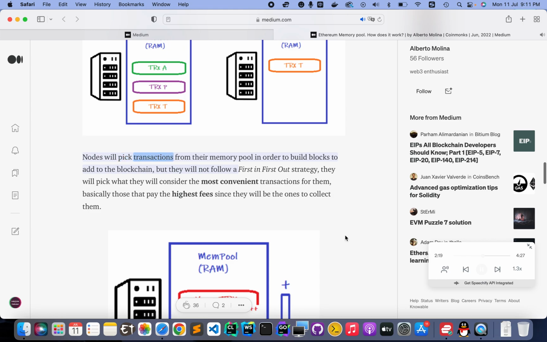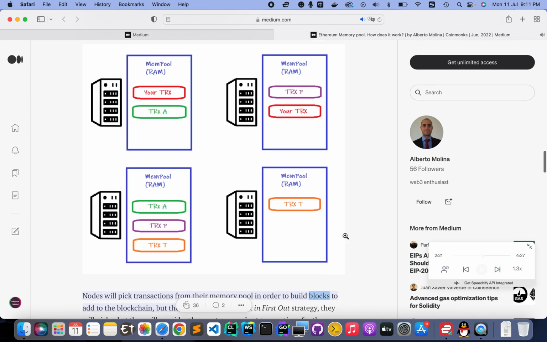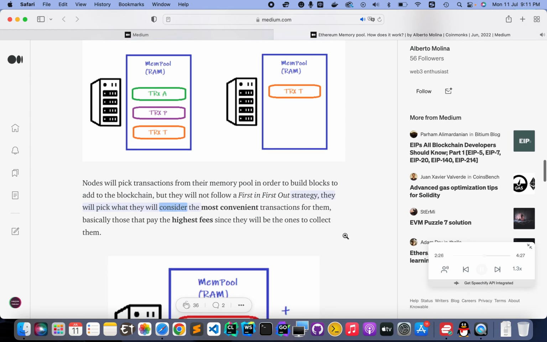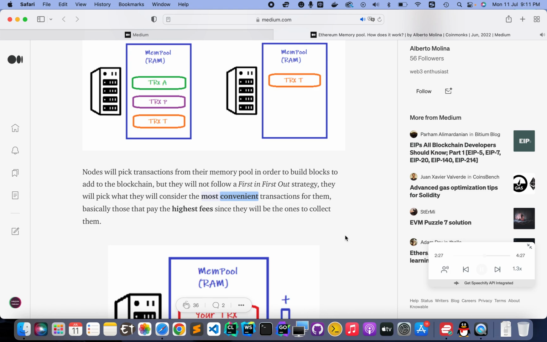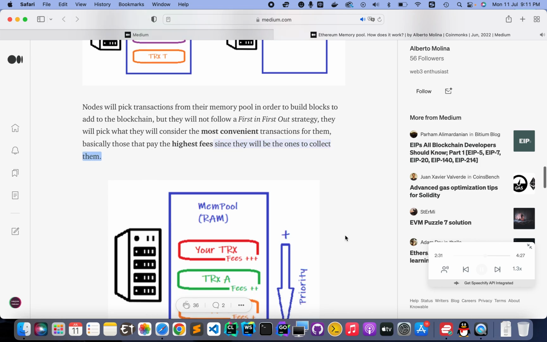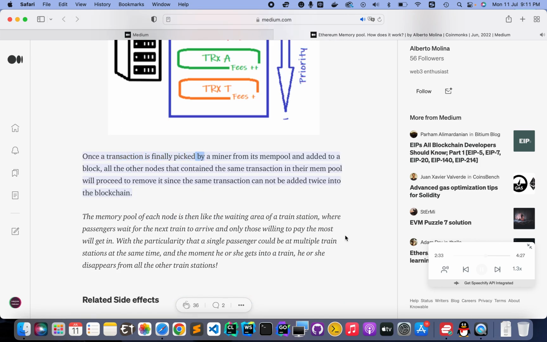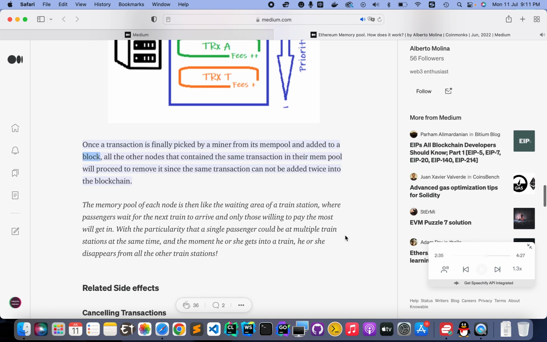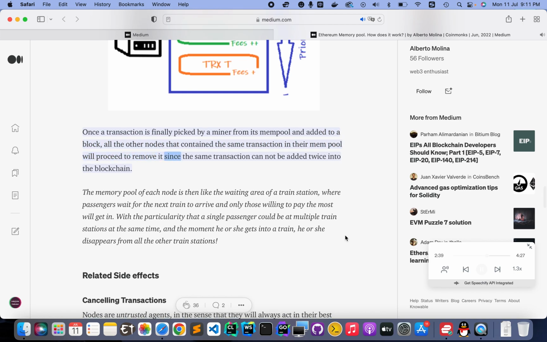Nodes will pick transactions from their memory pool in order to build blocks to add to the blockchain, but they will not follow a first in first out strategy. They will pick what they will consider the most convenient transactions for them, basically those that pay the highest fees, since they will be the ones to collect them. Once a transaction is finally picked by a miner from its mempool and added to a block, all the other nodes that contain the same transaction in their mempool will proceed to remove it, since the same transaction cannot be added twice into the blockchain.